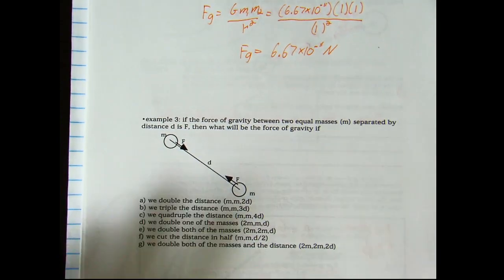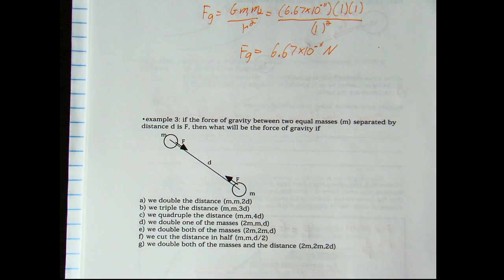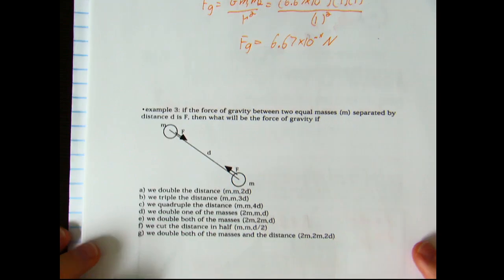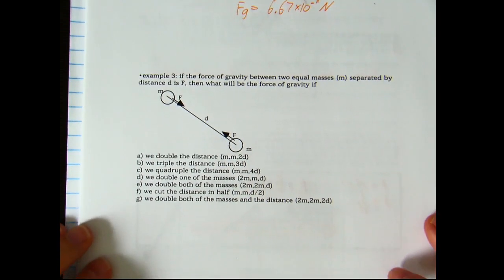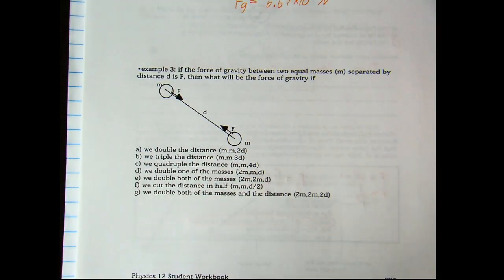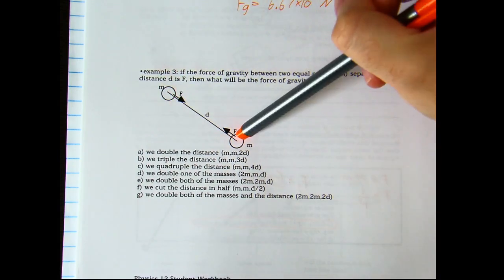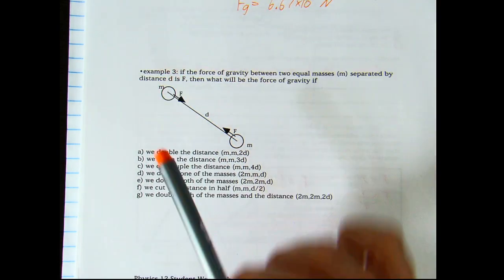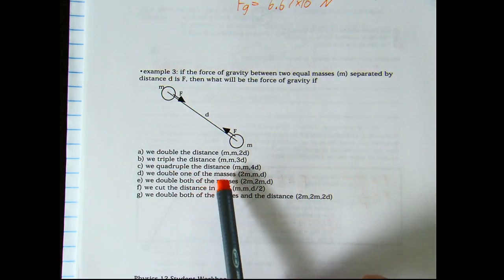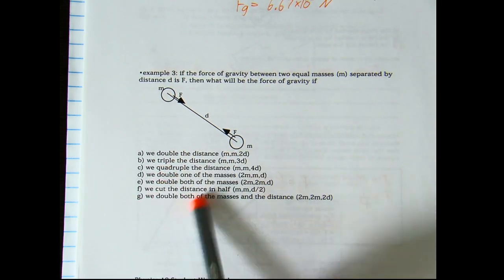I'm going to show you in a sec how this compares to what we've been looking at for FG. Before we get there, though, we're going to see this thing here. We want to see what happens to gravity as things change. So we have two equal masses, m and m, and they're separated by some distance d. And we want to look at what happens when we make some of these changes.